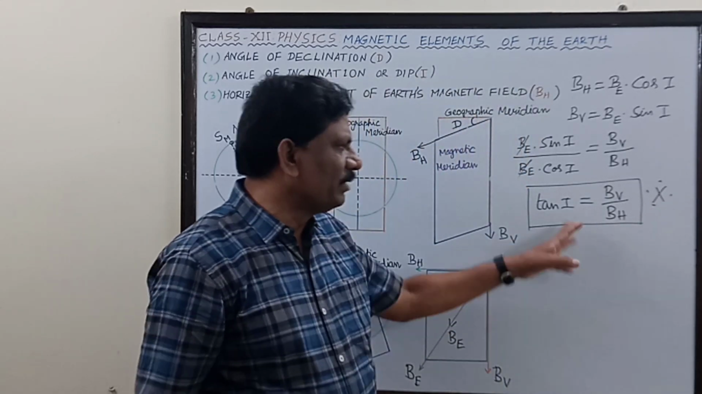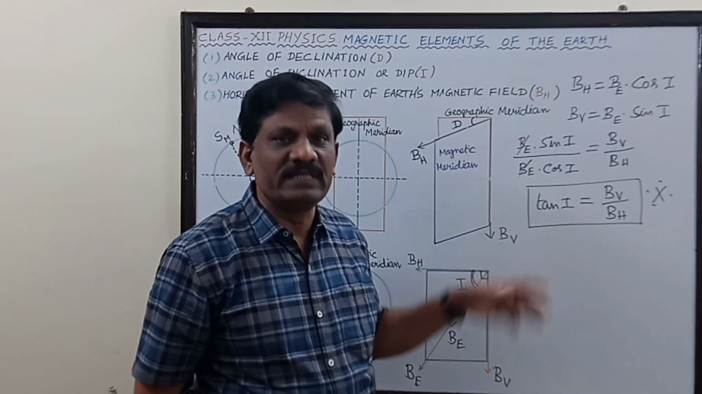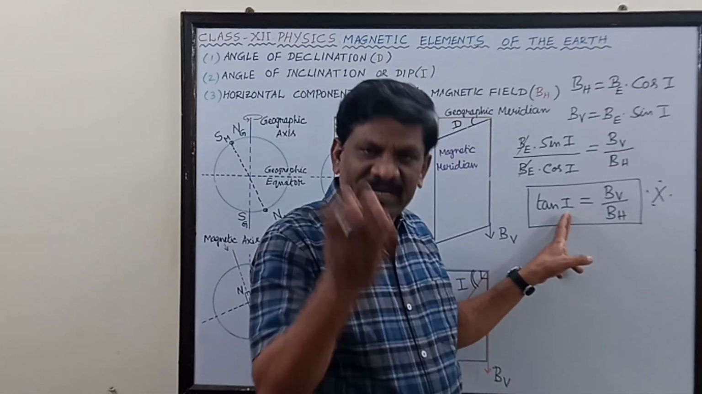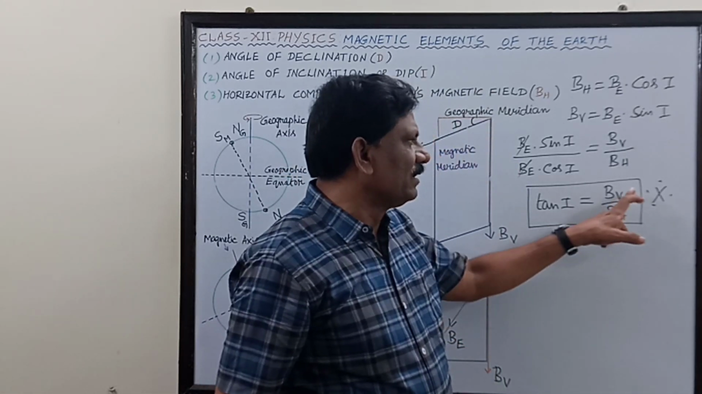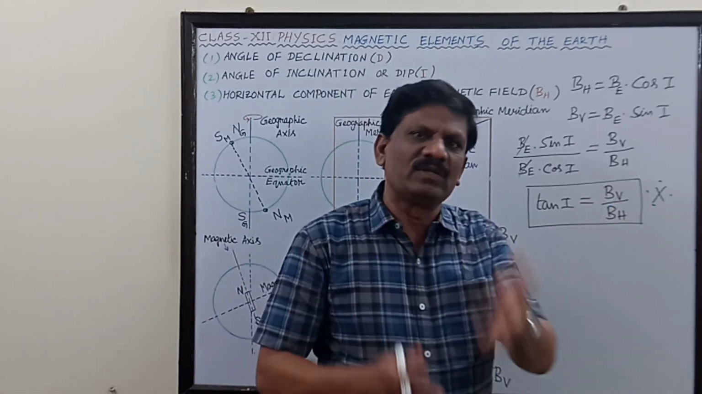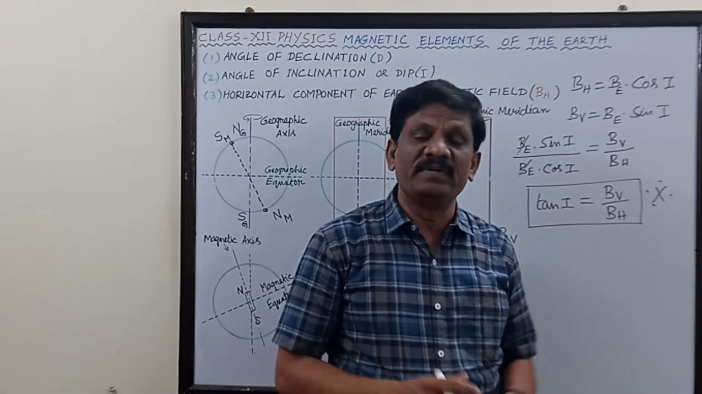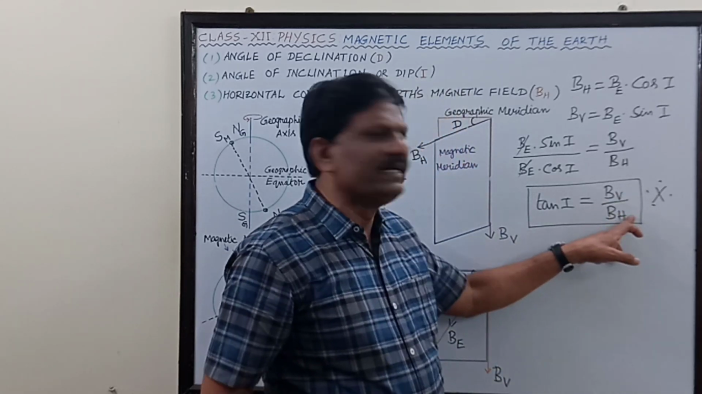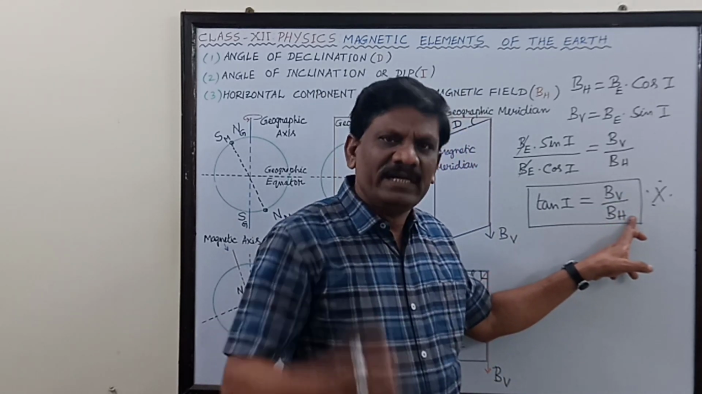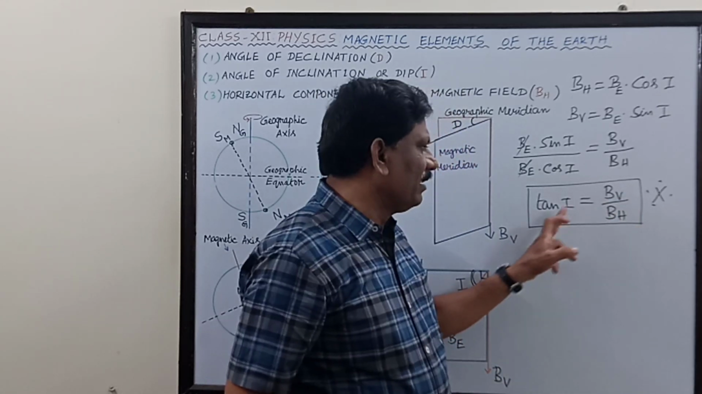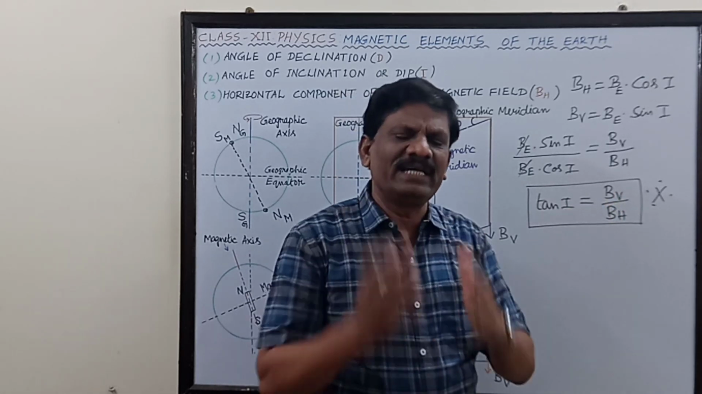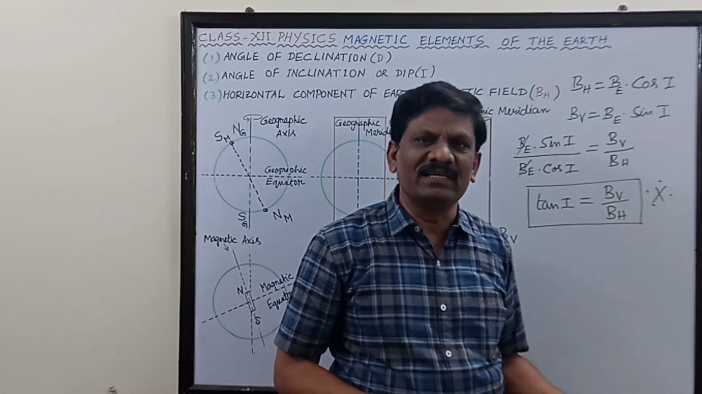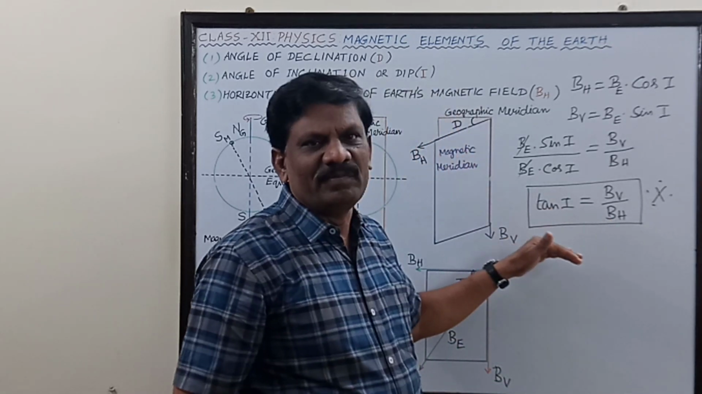Many times in the competitive exams and in the board exam, this question has been asked. What will be the value of this dip? Find the angle of dip when the vertical component is equal to the horizontal component. The same question is being asked in competitive exams many times. So if BV is equal to BH, what will be the ratio, children? It will be equal to 1. So tan of I is equal to 1. For which angle will tan theta be equal to 1? That is for 45 degree. Understand? So these are very important informations.